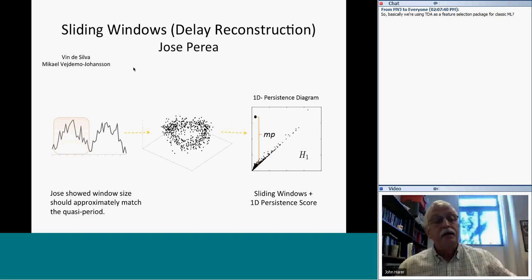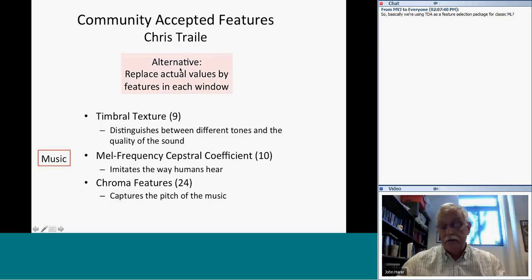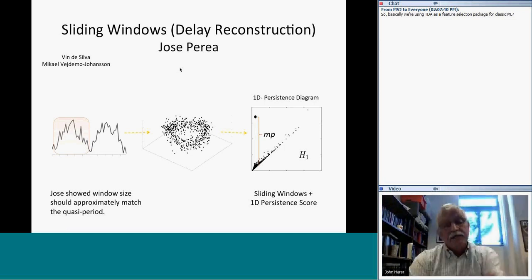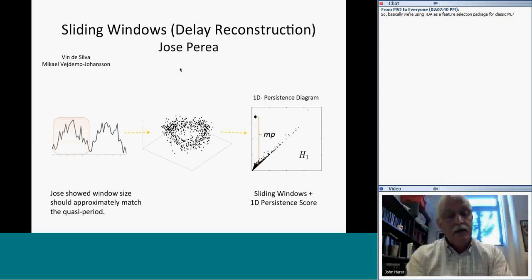This is by some other people, and Mikhail had used this in the circular coordinates, actually in a paper after circular coordinates. I think they used this delay reconstruction with dimensional persistence and stuff. Sorry about that. But in any case, Jose proved what I think is the fundamental theorem here, which is exactly how to decide the so-called window size for this.